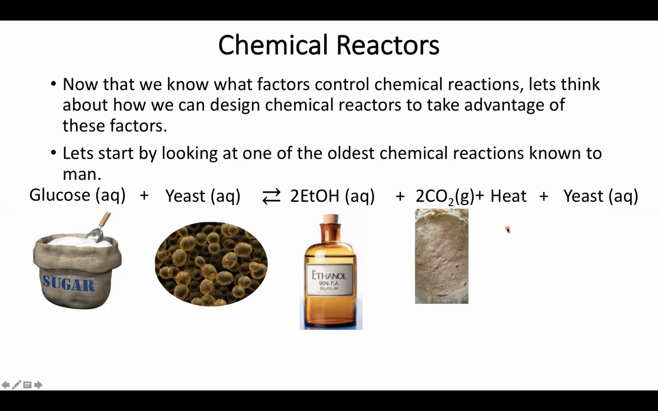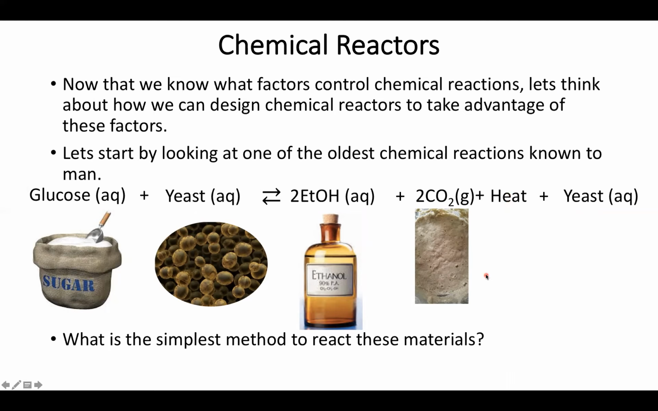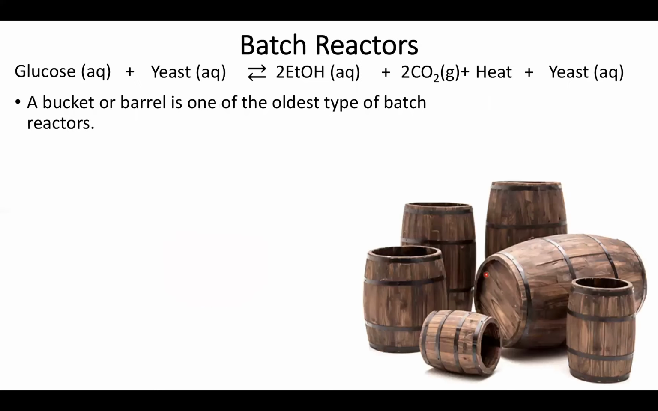So if I want to go ahead and run a nice fermentation reaction, let's start with the simplest approach. Maybe not the best, but definitely the simplest. Well, for that, we just throw it in a barrel. Barrel, pot, preferably something that keeps the system anoxic and prevents the entry of oxygen. The classic choice here is a barrel. So a barrel is essentially the simplest form of a batch reactor.